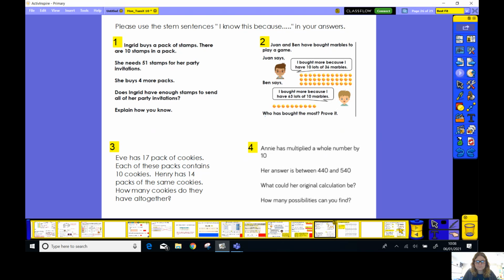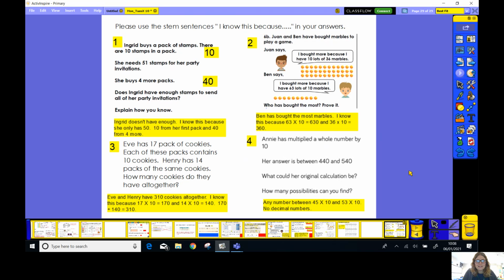Well done. Okay, now that you've answered those questions, now you can look at the answers and you can mark it. Please take a purple pen or a different colour pen and have a go at marking what you've done. Then later on, take a photograph of what you've done and send it in to myself and Miss Pearce so we can see how you've got on today.